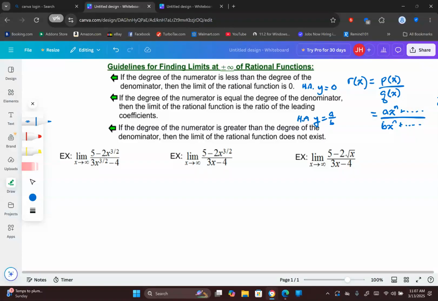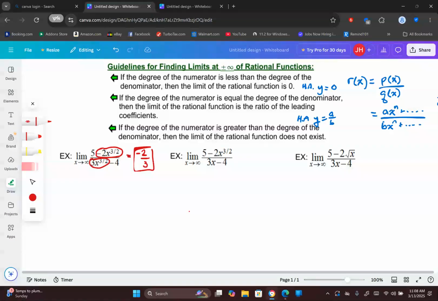Now, these three examples are not rational functions. Rational functions are a polynomial divided by a polynomial. But these have fractional exponents. But guess what? The rules can work the same way. So in this first example, take a look at this problem. The highest exponent on the top you see is 3/2. The highest exponent on the bottom you see is 3/2. So if we look at both of those terms, they have equal exponents. I don't want to use the term degree, but technically, if these were polynomials, they have equal degrees. So the limit would be the ratio of those leading coefficients. It would be negative 2/3.